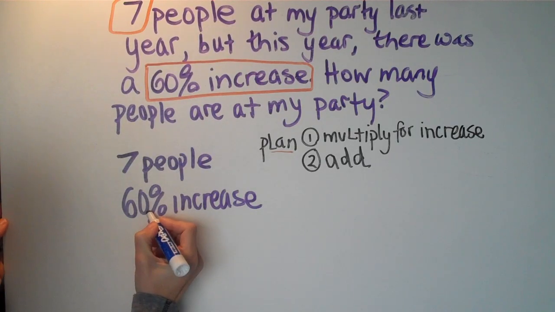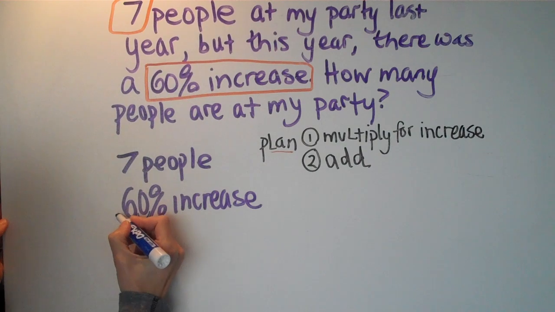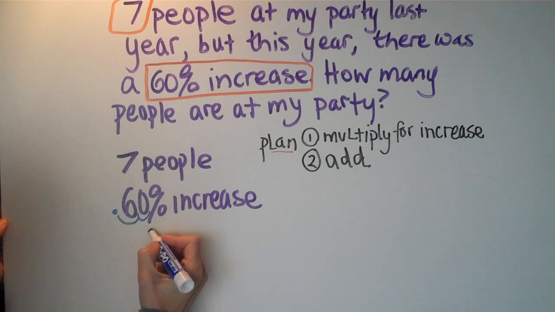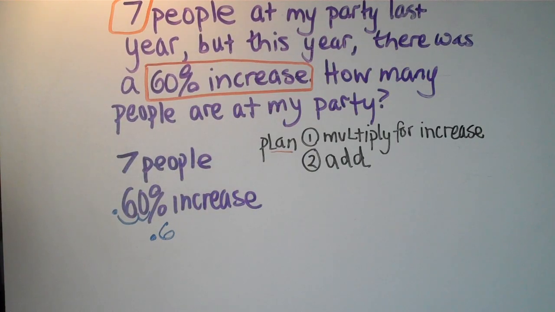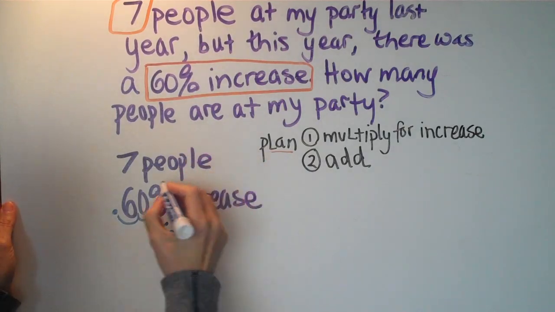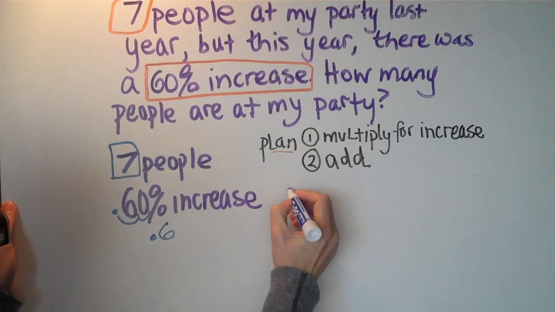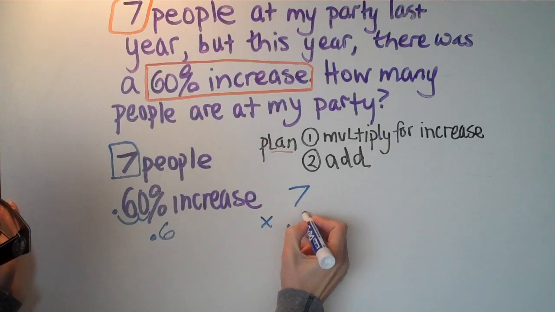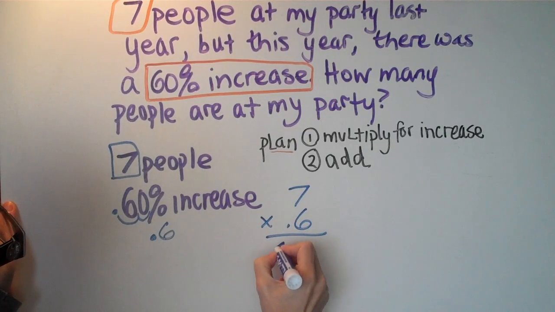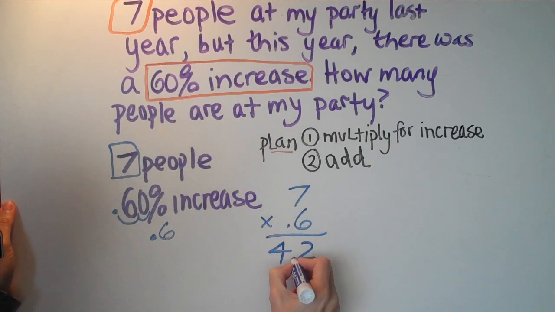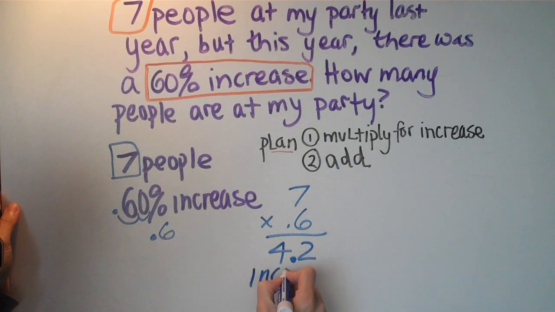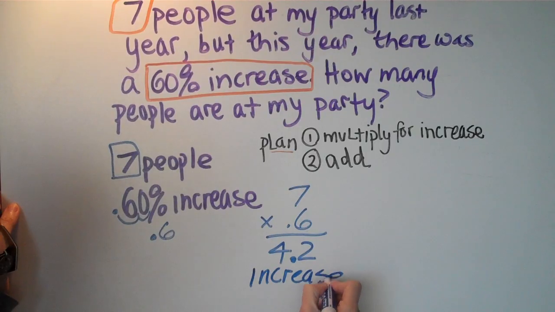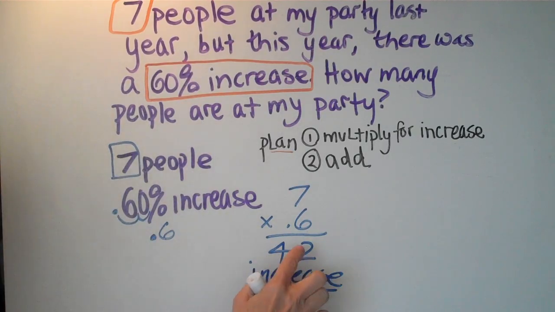So let's talk about this percent though. We do need to start from the right and move 2 places over and put our decimal there. So this 60% turns into 0.6. So we can go ahead and do that multiplication really simply. So we have 7, the original amount, times 0.6. Well, we know 7 times 6 is 42, but we do have to put our decimal there. So now after we multiply, we just get the increase, right? So our increase is 4.2.